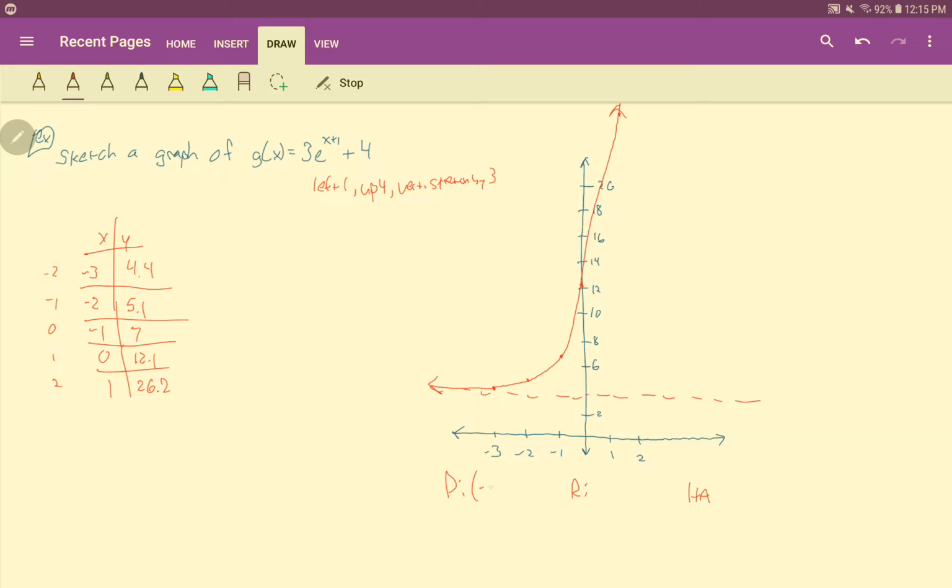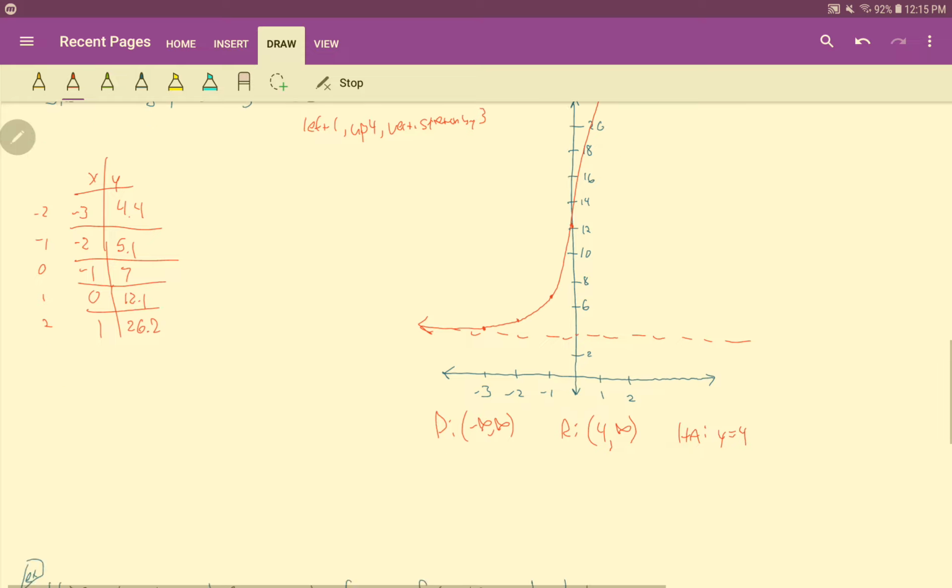Okay, domain is -infinity to infinity. Again, no problems with any of our x values there. We can't really be undefined here or anything like that. Lowest y value is not going to be 0. It's going to be 4, right? Because we shift everything up 4, and it goes to infinity. And the horizontal asymptote we already said was y equals 4. Okay, so again, there's your graph. No big craziness going on there.